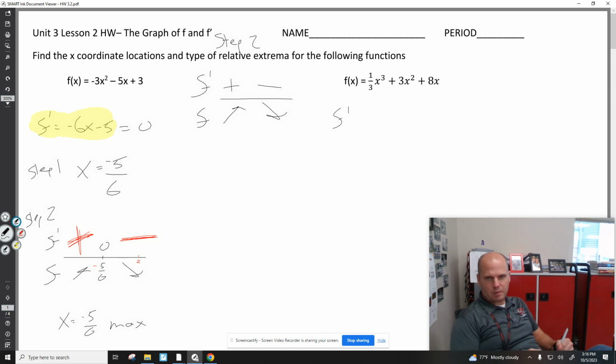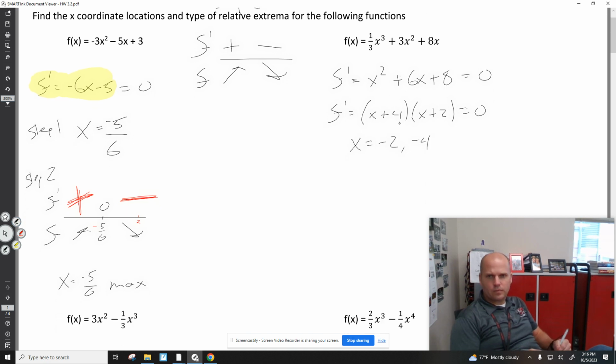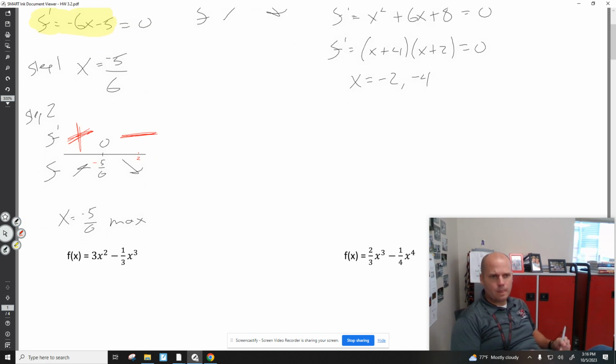But obviously, you got to be able to do both, unless we have one of those questions where they're giving you both. Here we have critical points at negative 2 and negative 4. Great. Step 1 done. Step 2, analyze the signs. Make sure you put your values in the correct order.